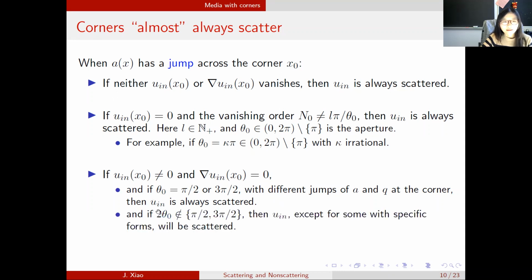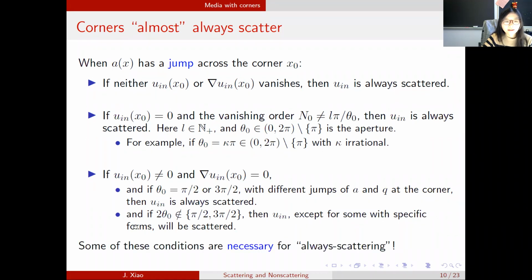So if, sorry, I should delete this too. If the aperture is not these two straight angles, then this incident field will always be scattered except for some with specific forms. I will also give a quick slide about those specific forms. So this is, as I just said, some of these conditions are actually necessary for the result of always scattering. So we actually have some that may not scatter.